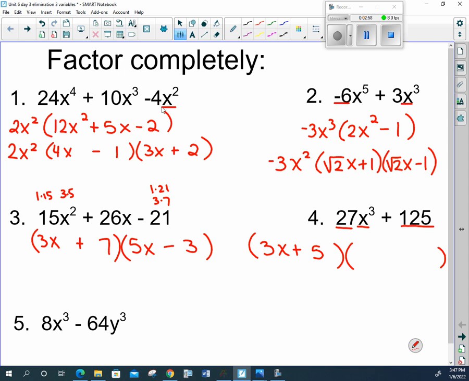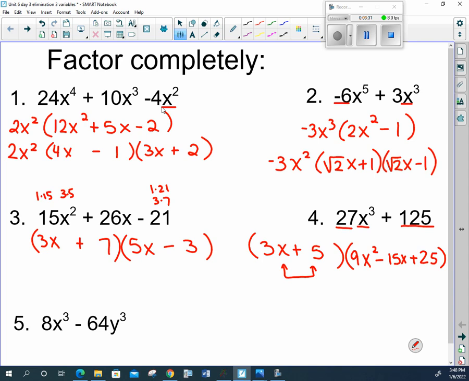Okay, now we have our other parenthesis. And so basically, I'm going to try to do the first and the last term and then the middle term. So 3x times what is 27x to the third? That would be 9x squared. And then 5 times what is 125? That would be 25. And then to get the middle term, I just multiply these two together. So that's 15x. And then you have to fix your signs. So if the first sign is positive in the first parenthesis, then this sign has to be negative because they've got to be opposite. And then it always ends in a positive. So that's what that one factors to.